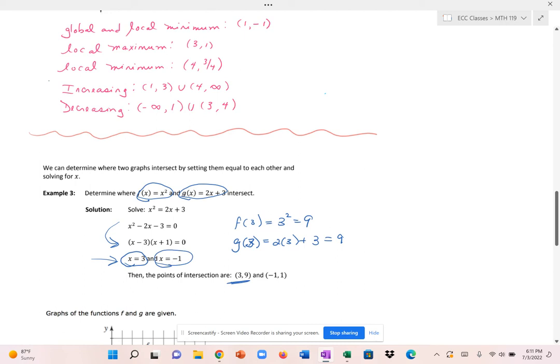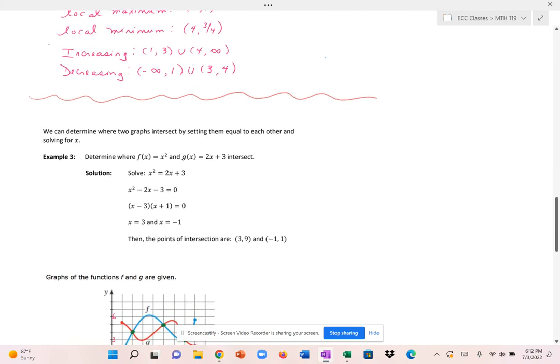And when you plug in -1, again into either one, you get a y value of 1. So (3, 9) and (-1, 1) are your points of intersection for these two graphs. And that will be a really useful skill as you move on in mathematics. So make sure you know how to figure out where two graphs intersect.